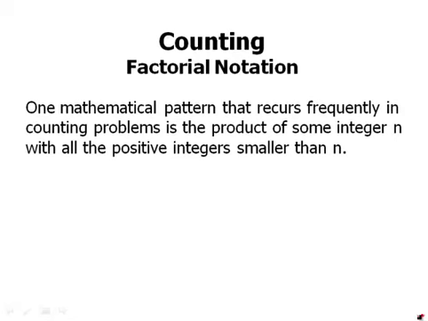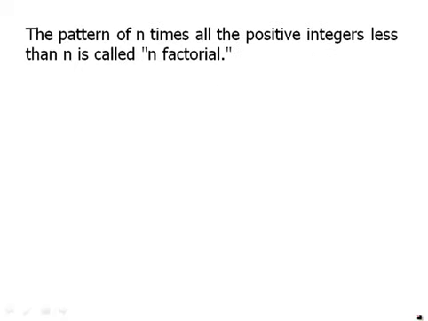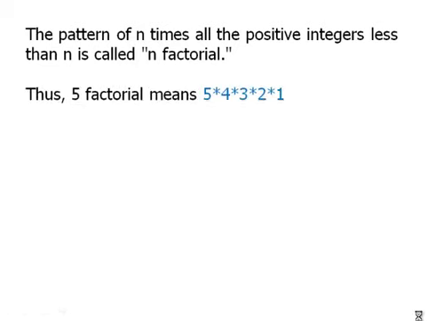Now we can talk about factorial notation. One mathematical pattern that recurs frequently in counting problems is the product of some integer n with all the positive integers smaller than n. Because this situation occurs frequently, mathematicians have given the pattern its own name and notation. The pattern of n times all the positive integers less than n is called n factorial.